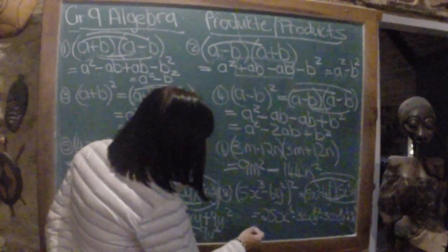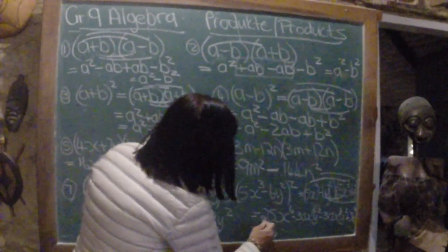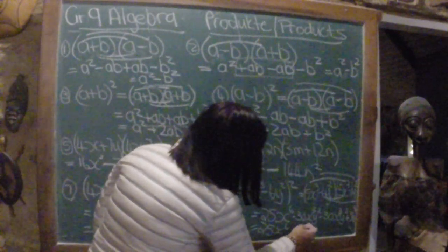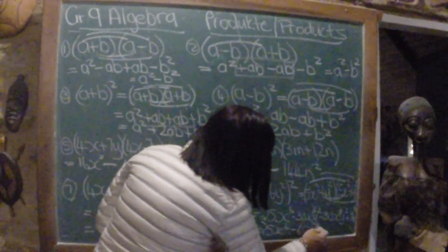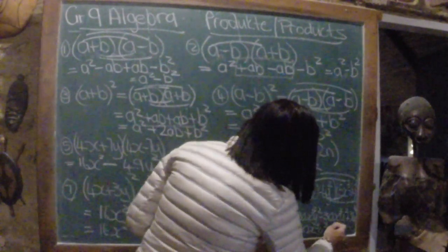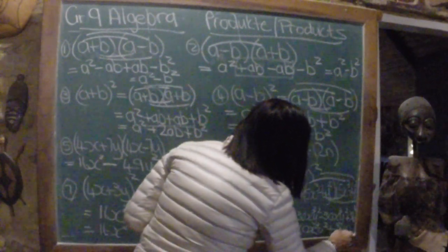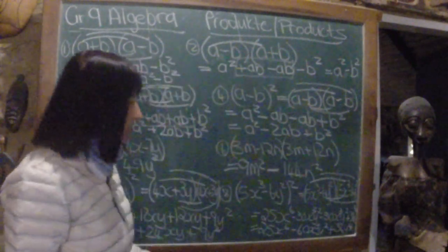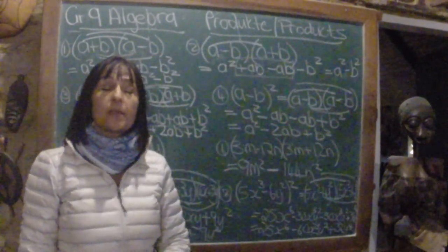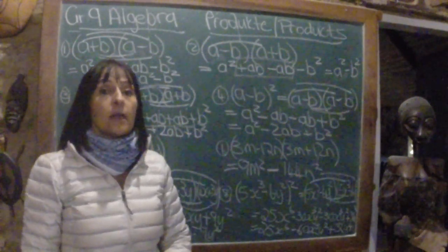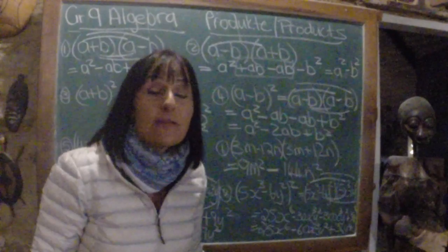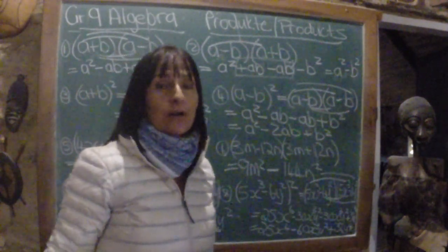So if I add up these middle terms, that's the same. It's 25x to the power of 6 minus 60x cubed y squared plus 36y to the power of 4. Grade 9s, that was a mouthful. Go and practice your products. Go practice the products of your two terms. Make sure that you can identify the difference between two squares. And I'll see you tomorrow.